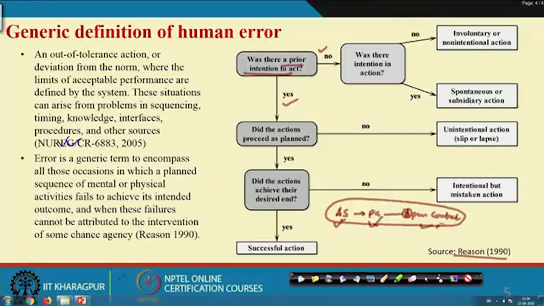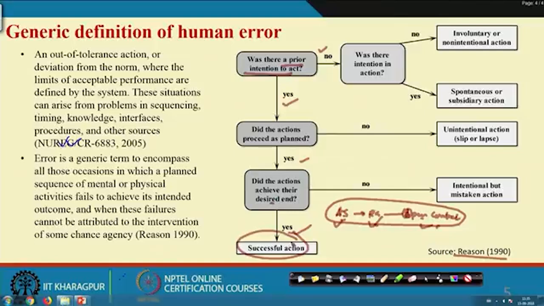Another one is that, suppose, did the action proceed as planned? If yes, that means all those things were done correctly, then did the action achieve its desired end? Yes. That means the pump stops, the overpressure condition is arrested, that is the successful action. So, there are two issues. One is that the operator has a particular goal to achieve, and in order to achieve that goal, there is a sequence of activities to be performed. Maybe somewhere they are physical activities, somewhere mental activities, but the activities are performed and the desired goal is achieved. That is the successful condition. The other part is that the operator knows these are the activities to be performed, but intentionally, or for some other reasons known to the operator, he has not done them. So, that is the violation.